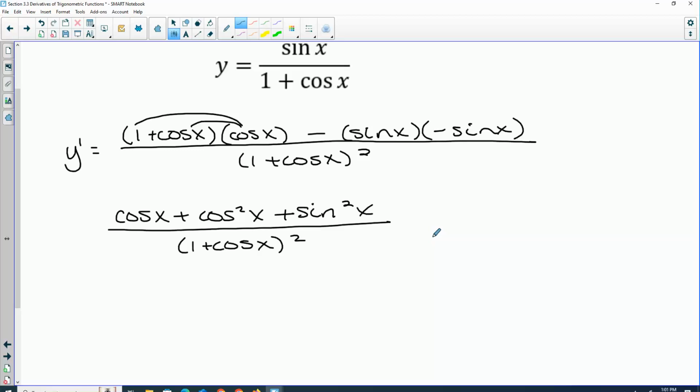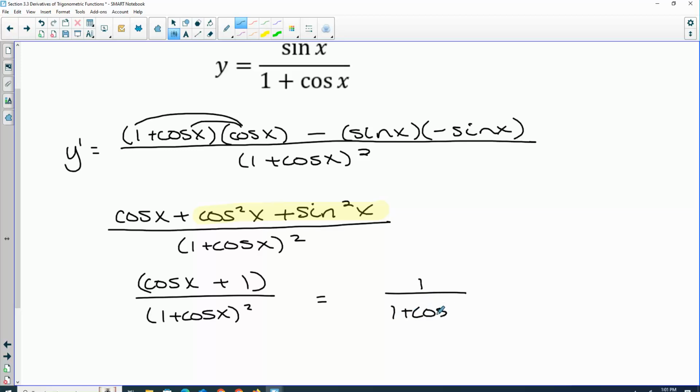Okay, is everybody with me to this point? On the top, we have cosine squared x plus sine squared x. What is that equal to? Okay, so we have cosine x plus 1 over 1 plus cosine x squared. Are you missing a square? I'm dumb. 1 over.